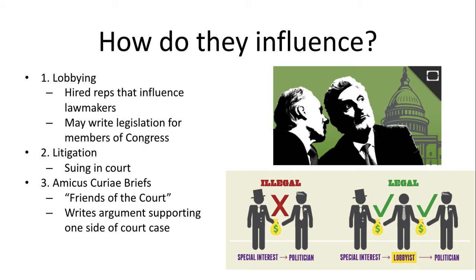Okay. This is Latin for friend of the court. And essentially what happens here is if you have a civil rights court case, for instance, the NAACP may submit data, interviews, past research into that court case in order to help influence or educate the jury or judge who is making the decision. Okay, so we got lobbying, litigation, amicus curiae briefs.